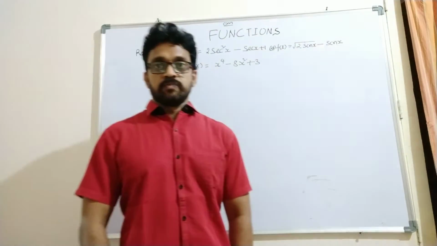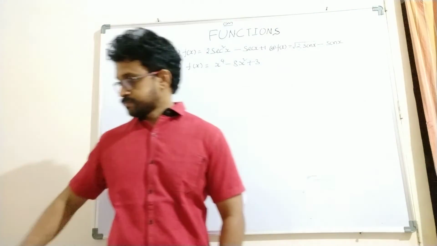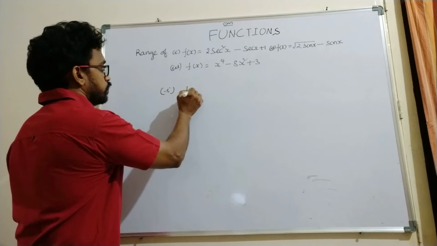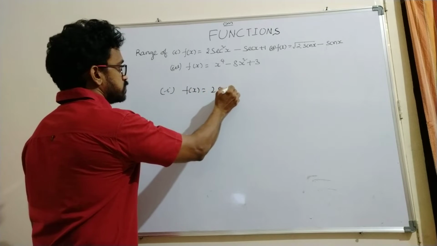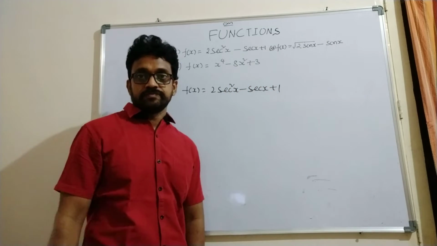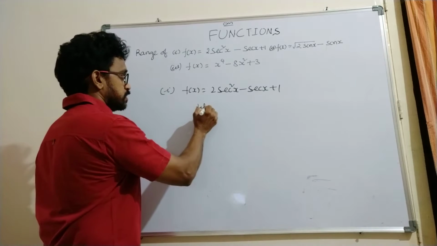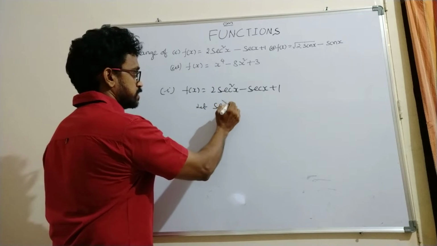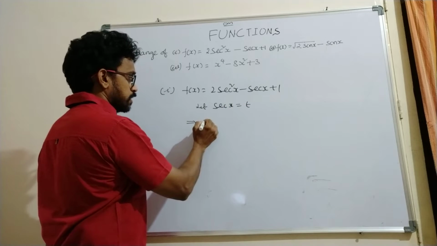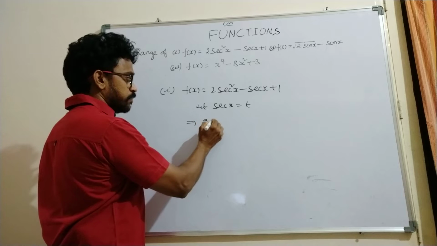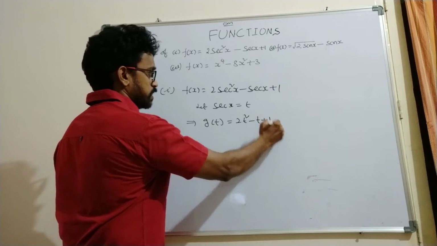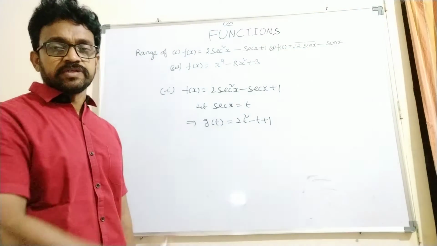Today we will discuss another problems on range of a function. So first one, observing f of x is equal to 2 secant square x minus secant x plus 1. Let secant x is equal to t. That implies this function becomes, let it be, g of t is equal to 2t square minus t plus 1. This is a new function in terms of t.